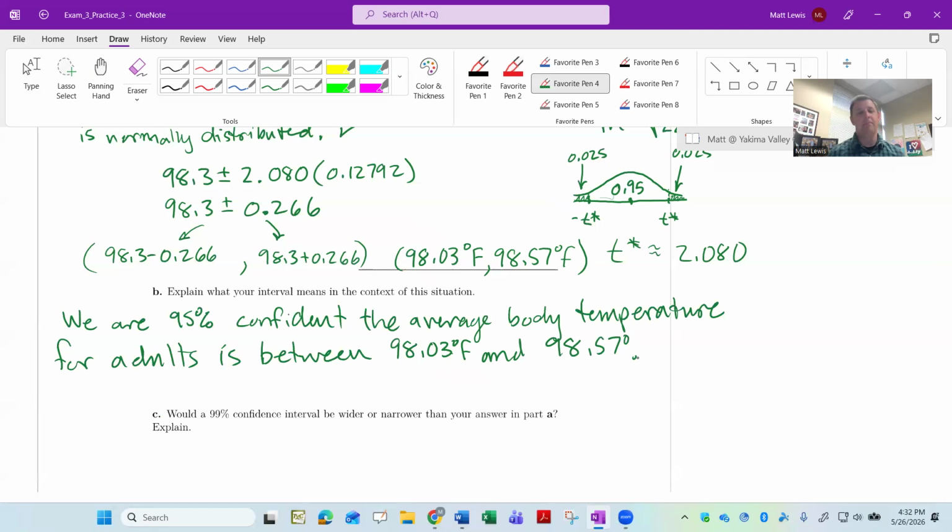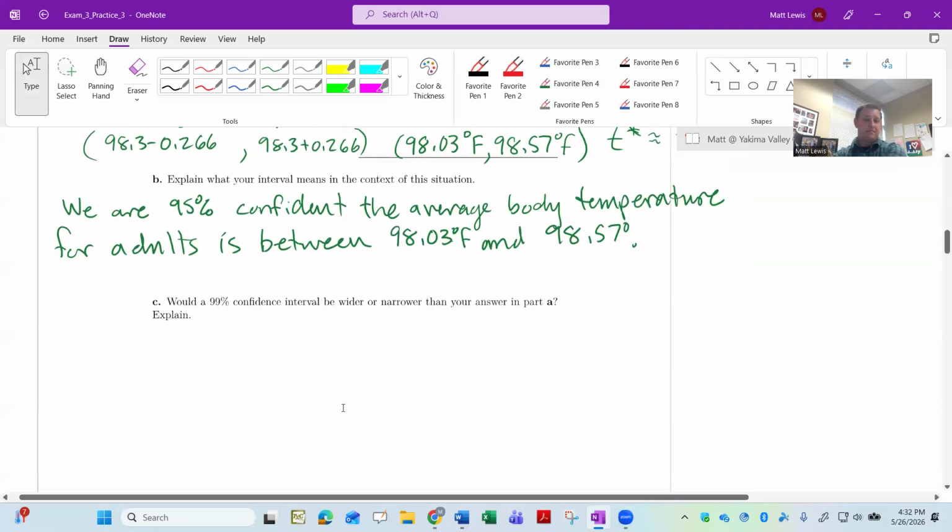body temperature is, right? So your interpretation of your interval is not about your sample. We know exactly what happened in the sample, right? In the sample, we got 98.3 degrees. What we're interested in here is saying, I am making an estimate for the average body temperature of everyone, of all adults.